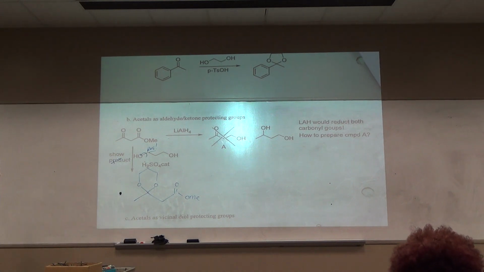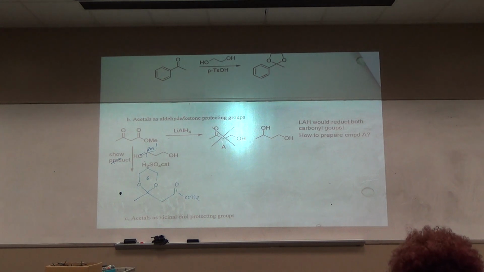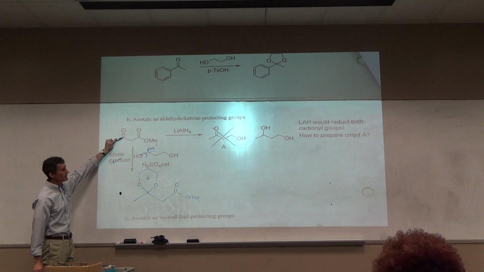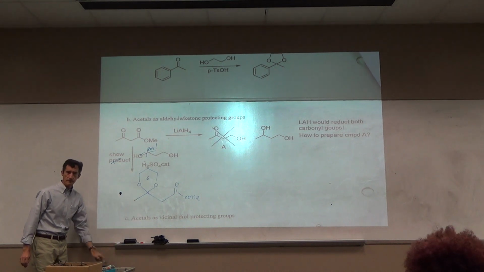We get that acetal. All right? That's a 6-membered ring there. By the way, when we make an acetal, are we doing redox chemistry? How many bonds to a more electronegative atom does this carbon have? 2. How many bonds to a more electronegative atom does it have? 2. No redox. All right?